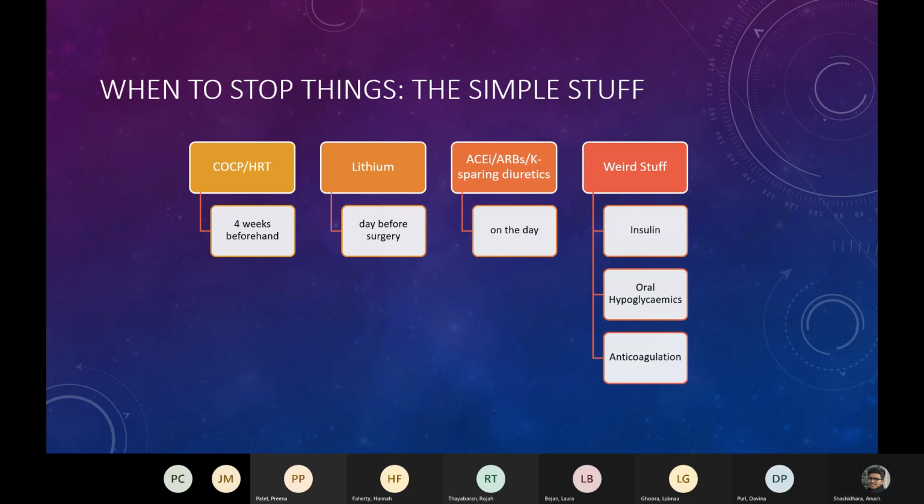Lithium. There's no way of really figuring this one out, but you stop it the day before. If you were going to forget one thing, you can forget lithium. It's the least likely to come up.